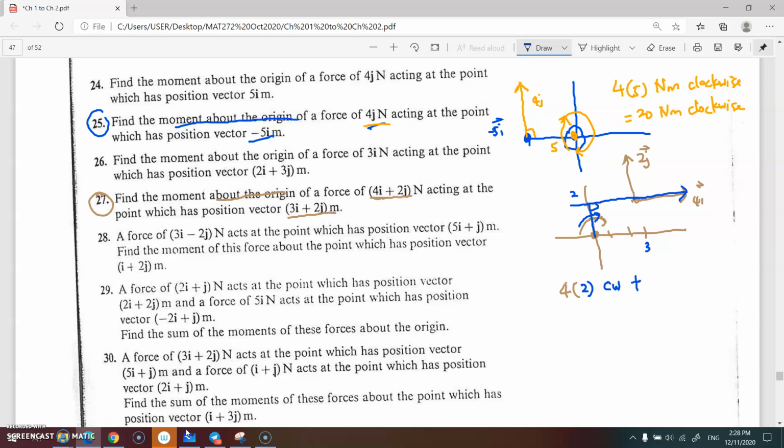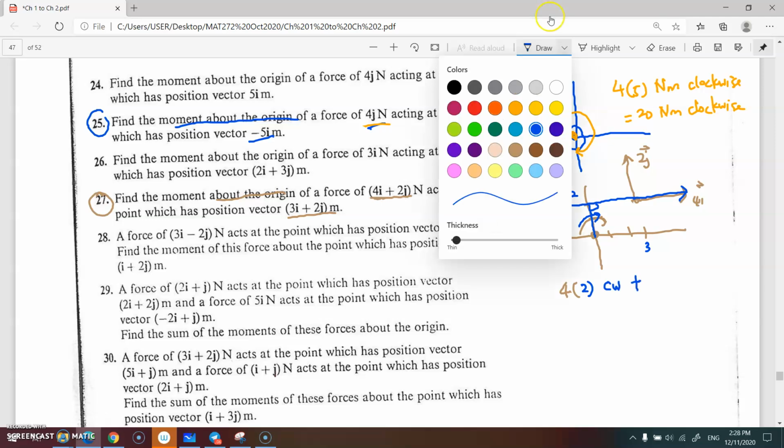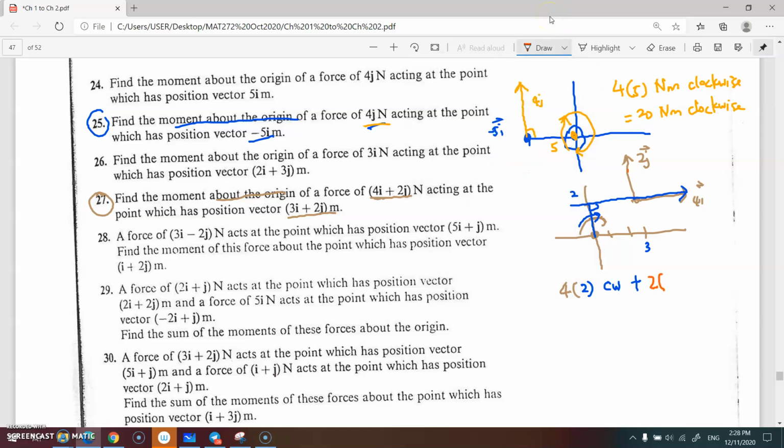Okay, and then plus the another force. So another force is 2. And then the distance would be, let's say from here, so we have 3. Okay, and then it moves up. So it is anti-clockwise. So we get 8 minus 6 clockwise. So we get 2 Newton meter clockwise.